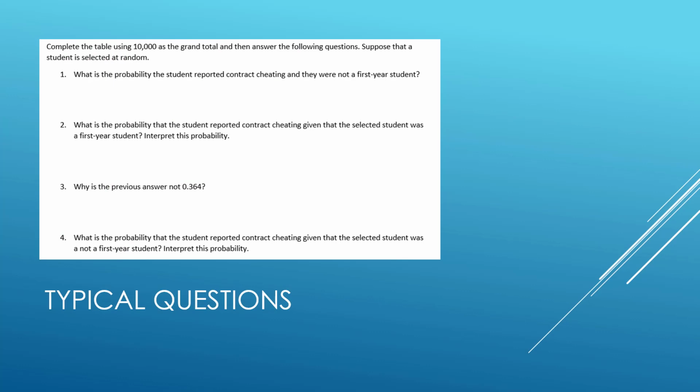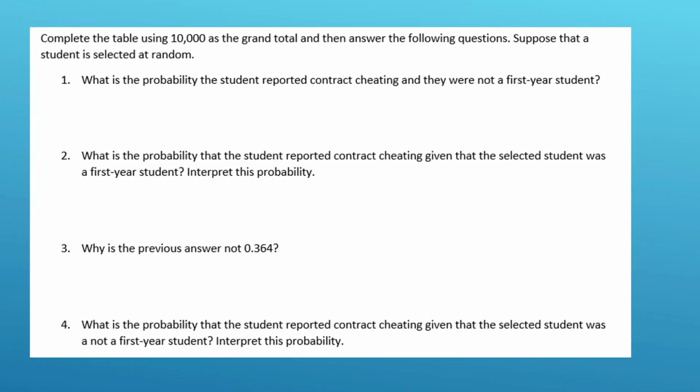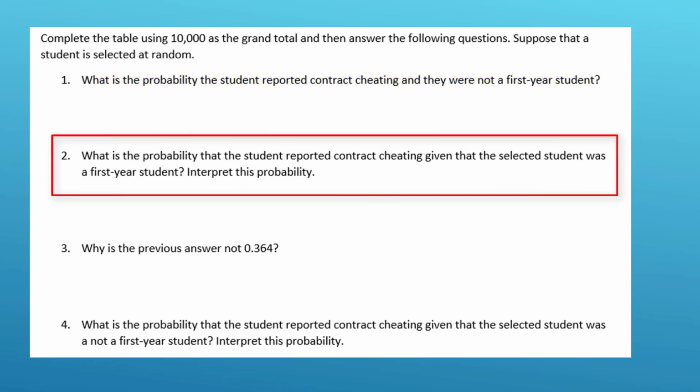Here are the typical questions. Fill out the tables like you're used to. In this case, I prompt with using 10,000 as the grand total. Suppose we select someone at random, and then a general question starts out, followed by the conditional probability that is reversed from what was given in part of the problem.